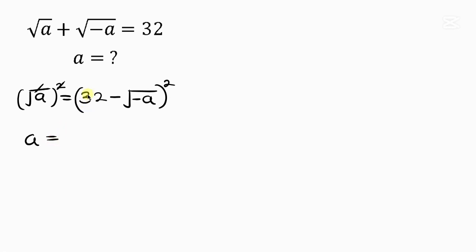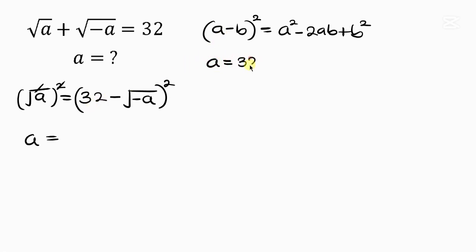Now, what I have on the right hand side is of the form a minus b all squared, which is expanded as a squared minus 2ab plus b squared. And when comparing, you see that a is in the form of 32. And b is in the form of the square root of negative a. So let's expand this like this.